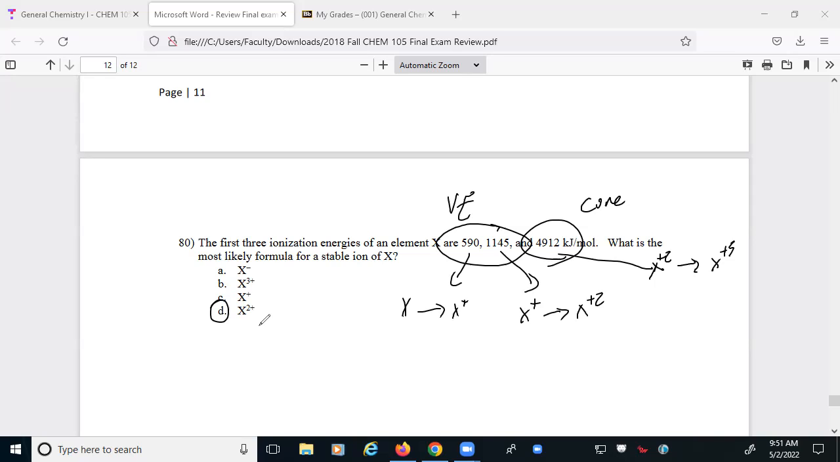So in a question like that, that's really what you're looking for. Where is the jump in energy? That jump in energy tells us, okay, this is the line between valence and core. And I can just count how many valences there were, and that'll tell me what group it's in. Based on what group it's in, I can determine, okay, it had 6 valence electrons, so it must be in 16. It's an oxygen group. It's going to have a -2 charge.